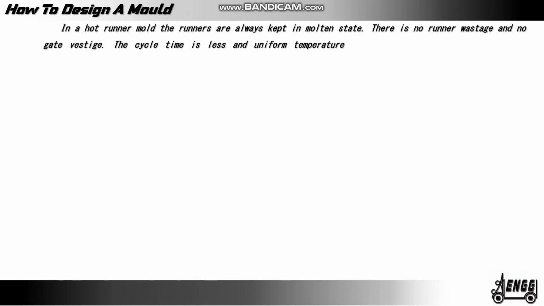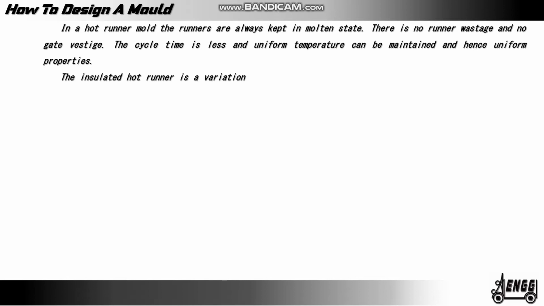In a hot runner mold, the runners are always kept in a molten state. There is no runner wastage and no gate wastage. The cycle time is less, and uniform temperature can be maintained and hence uniform properties. The insulated hot runner is a variation of the hot runner mold.